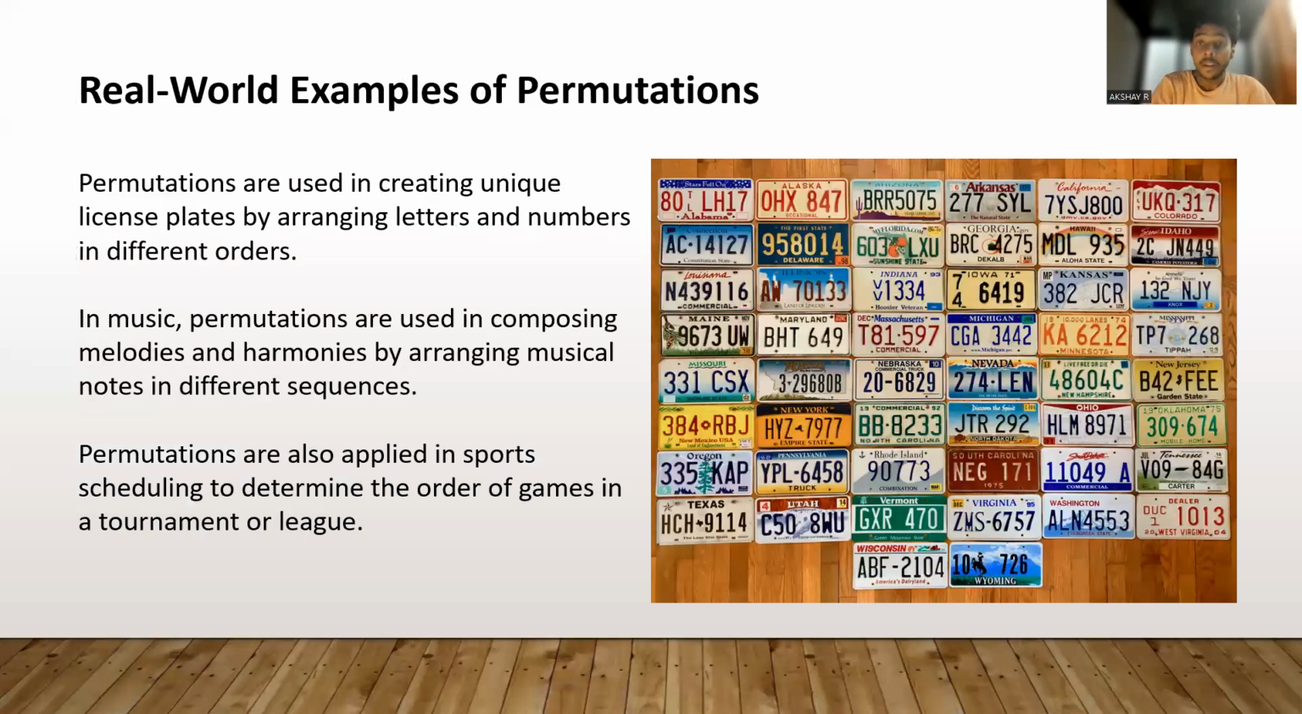A real world example: permutations are used in creating unique license plates by arranging letters and numbers in different orders. Permutation plays a big role in creating the number of car plates. In music, permutations are used in composing melodies and harmonies by arranging musical notes in different sequences. Cool point, right? Permutations are also applied in sports scheduling to determine the order of games in a tournament or a league. So the three major real world examples are car plates, music, and sports.